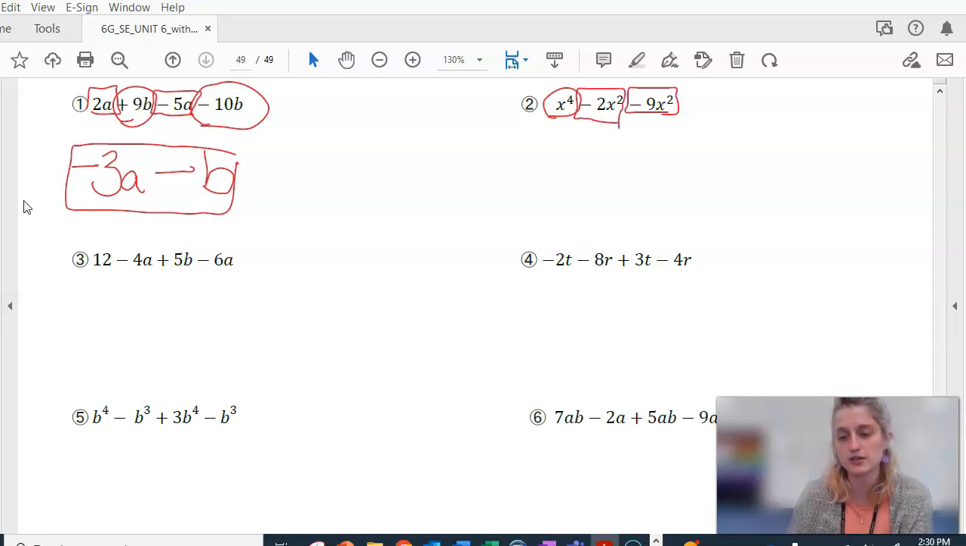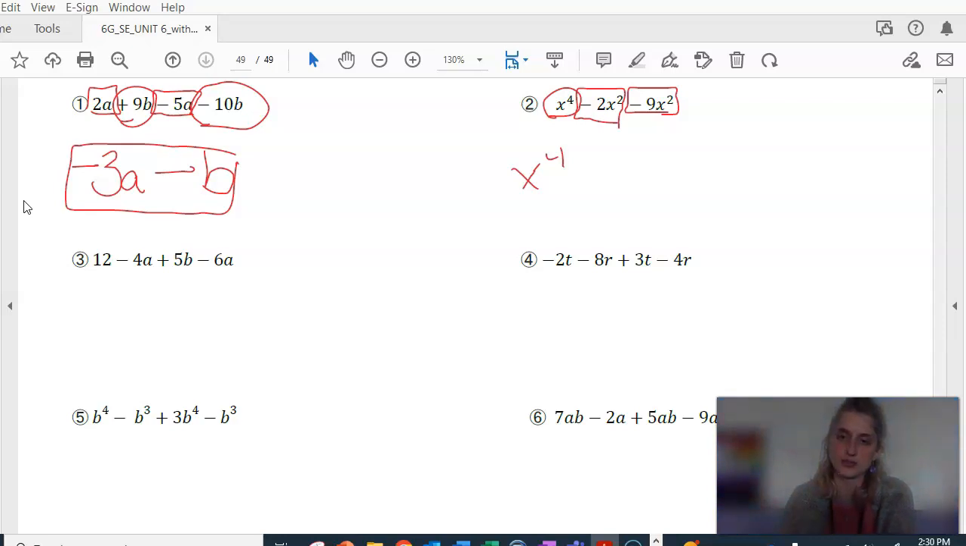It doesn't really matter to me if you write the x to the power of 4 first or last, so long as you recognize it's not negative. It has to have a plus sign in front of it if you do it last.